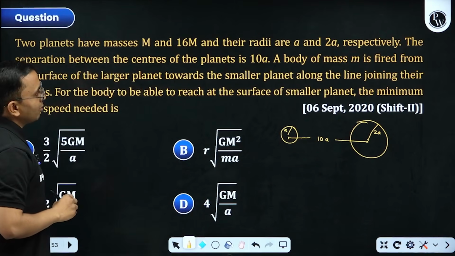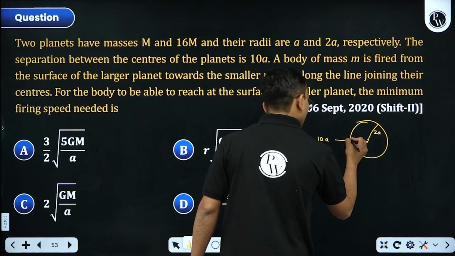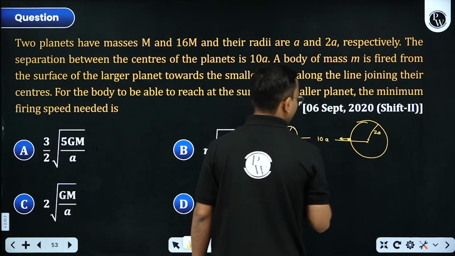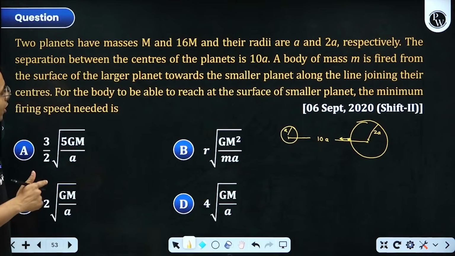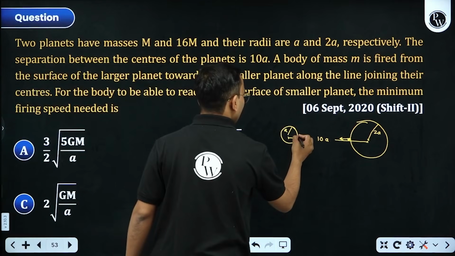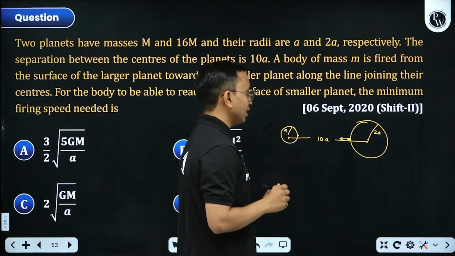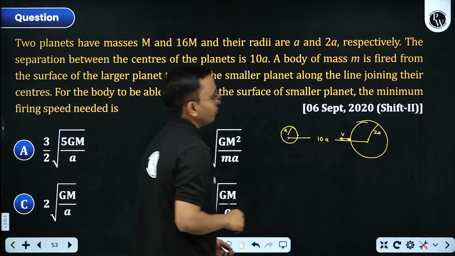A body of mass m is fired from the surface of the larger planet towards the smaller planet. So from here it is fired like this, along the line joining the centers. For the body to be able to reach the surface of the smaller planet, it has to reach with the minimum firing speed, so this is velocity v. So what is the minimum value of v?